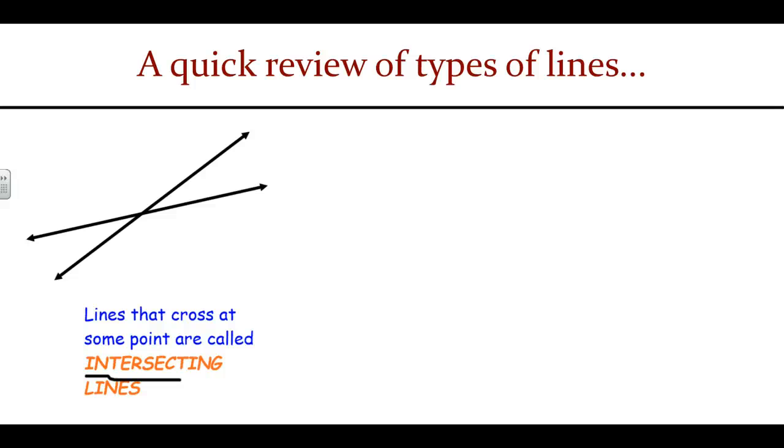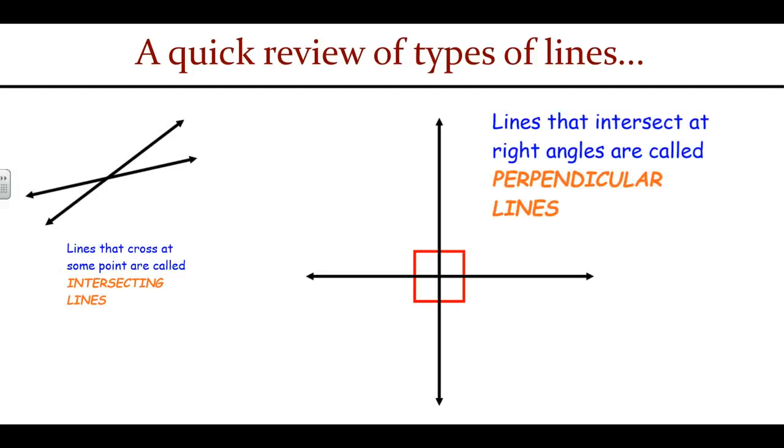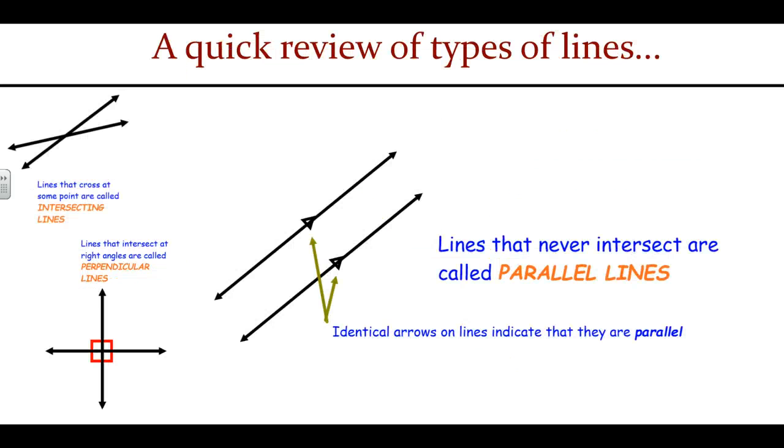So if lines cross, they're called intersecting. If they happen to cross at right angles, we call them perpendicular. It's a special type of intersecting lines. Any other type of lines that cross are just called intersecting. If they happen to cross at right angles, represented by each of the 4 red boxes that we see here that denotes a right angle, those are called perpendicular. And if the lines truly will never at any point cross, then we call them parallel.